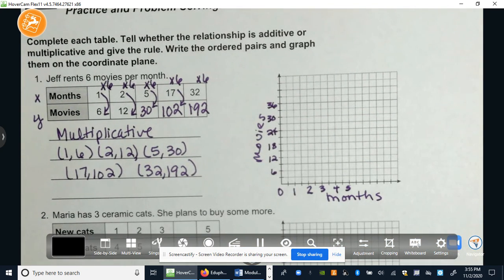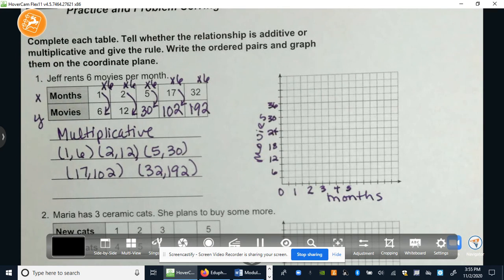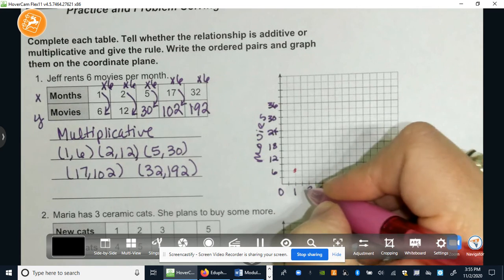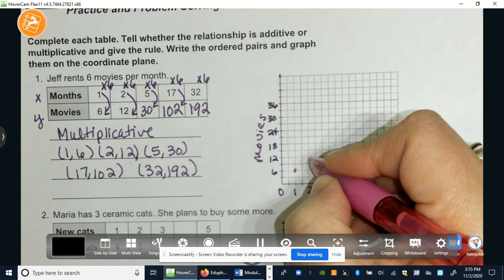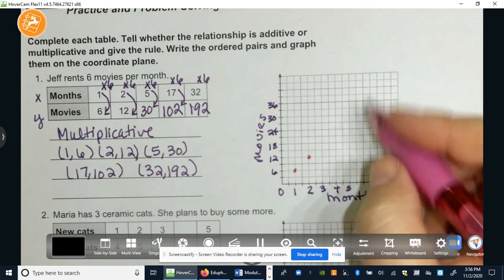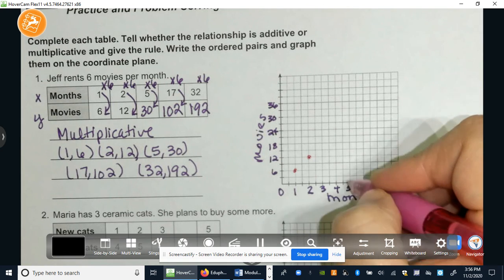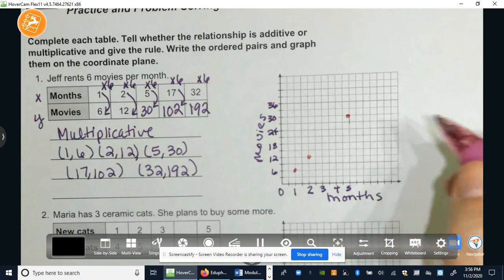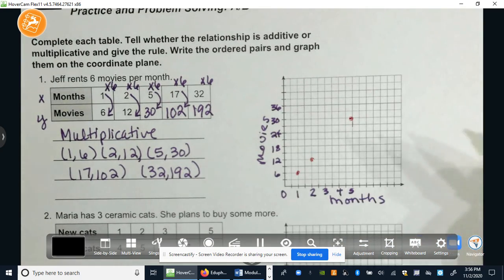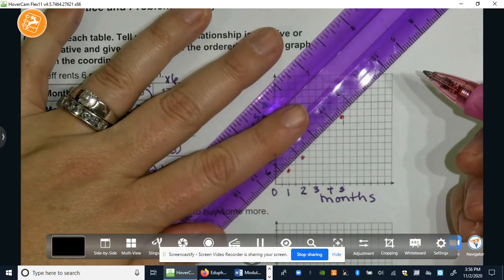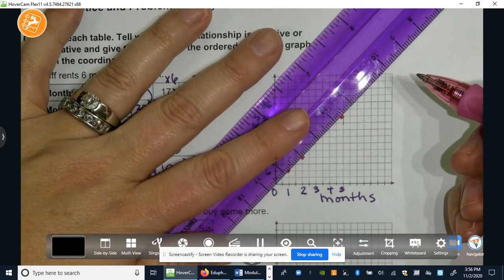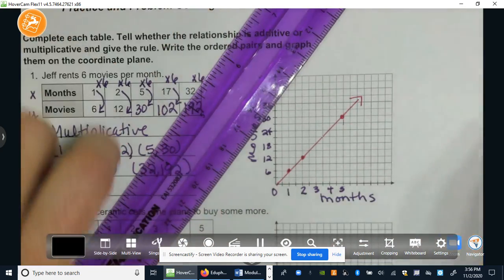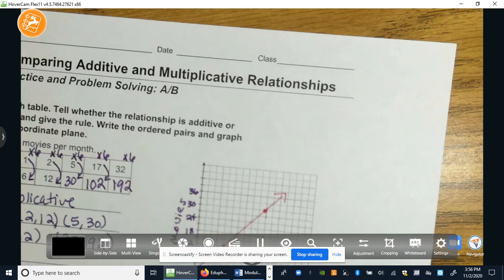Okay, now if I'm plotting my points, I have my area to plot. Well, over 1 up to 6, over 2 up to 12, over 5 up to 30. Let me make sure I go to the line. Okay. Now, because this is multiplicative, it's going to go through 0. So it needs to start at 0 and it needs to go up. And you need to put an arrow because that function continues.